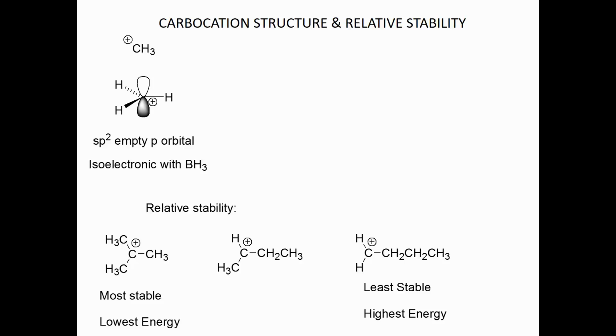In this video, we're going to look at carbocation relative stability. Here's the simplest carbocation you can have, CH3+. If you look at the VSEPR rules, we have no lone pair electrons and 3 bonds. Therefore, this is going to be trigonal planar and sp2 hybridized, and that is, in fact, the structure for CH3+. It's isoelectronic with BH3.